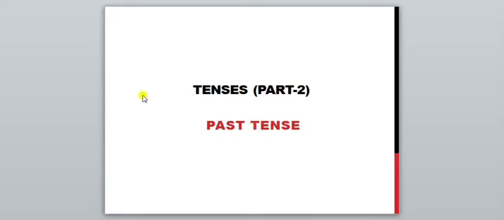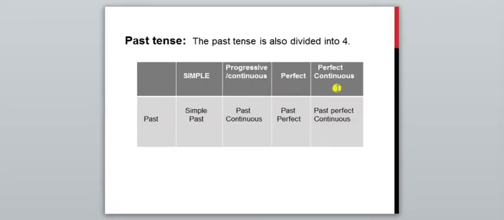In the first part we have seen present tense and the subtypes of present tense. In this session we are going to learn past tense and the subtypes of it. Now see, here I have shown types of past tense. Aspects are written here: simple, progressive or continuous, perfect and perfect continuous.